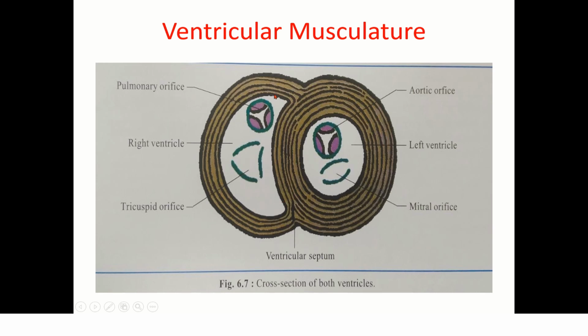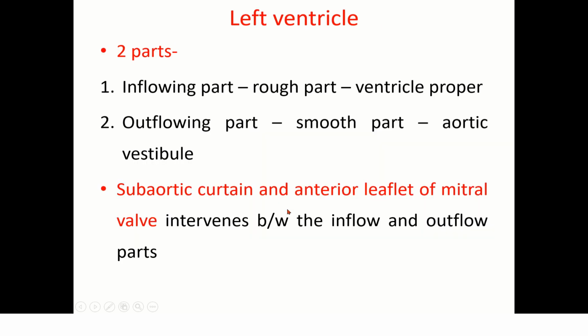You can see the proportionate thickness. See the thickness of the right ventricle and see the thickness of the left ventricle, and see the cut section. On cross section, the right ventricle appears semilunar, whereas the left ventricle appears circular because the interventricular septum bulges with convexity towards the right side.